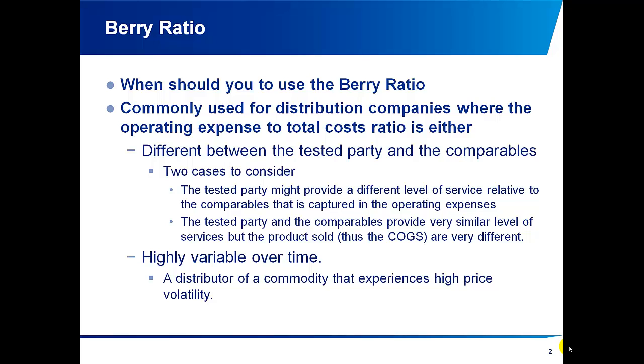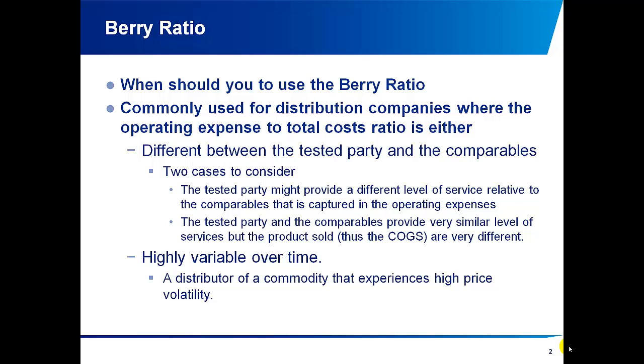The third case that can come up when the Berry ratio may be appropriate is when the operating expenses to COGS is highly variable over time. Now, this might happen most commonly when you're dealing with a distributor of a commodity that experiences high price volatility. Say, for example, you're distributing oil, crude oil, let's say. It may be that when the price of oil goes up and down, you'd want a situation where the distributor is being rewarded for the services being rendered.